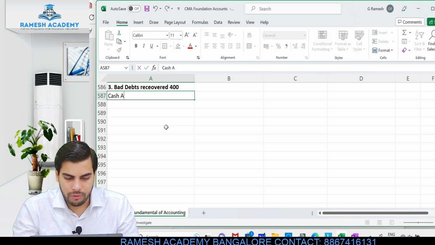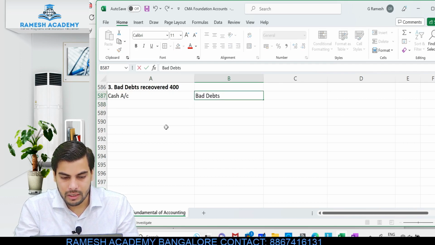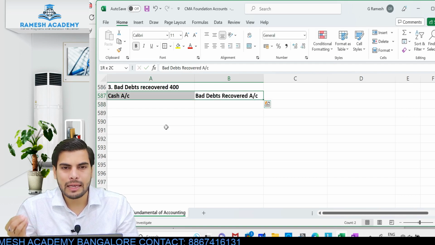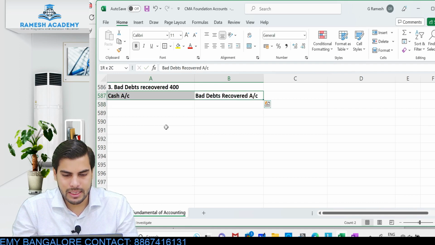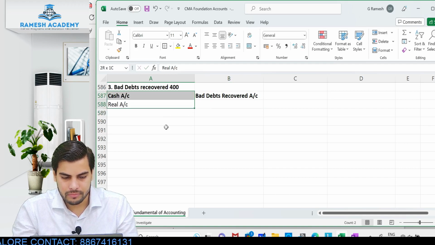So what are the accounts which will get affected? One would be cash account, another would be bad debts recovered account. Why is this cash account coming into picture? Because when I say bad debts recovered, the customers are literally paying me the amount. I'll be receiving this particular cash. So this would be real account.